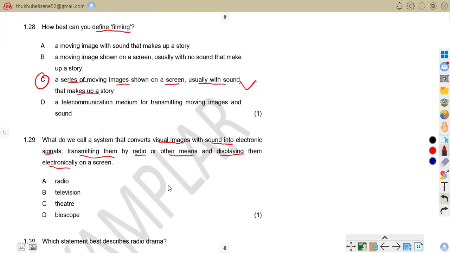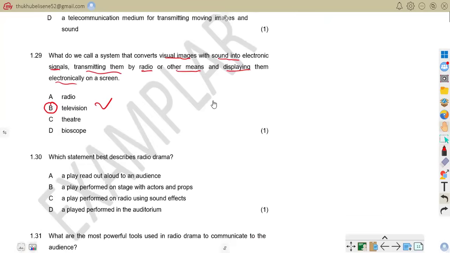So that is 1.29, and the correct answer there is B. That is television. It's a system that conveys visual images with sound, converting them into electronic signals, transmitting them by radio or other means, and displaying them electronically on the screen. So the correct answer is B, television.